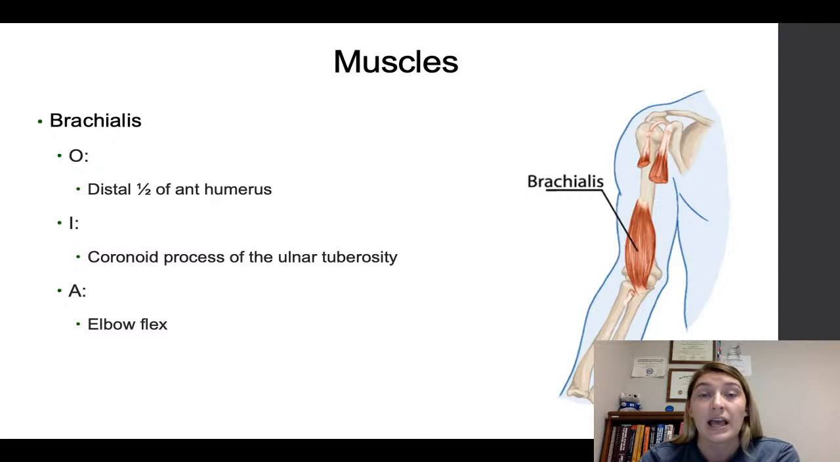And because it's on the anterior side, anterior muscles are going to do elbow flexion, while posterior muscles are going to do elbow extension. So brachialis does elbow flexion.